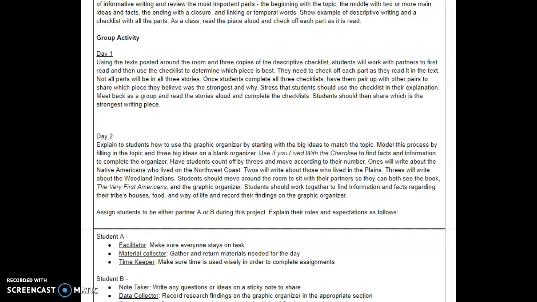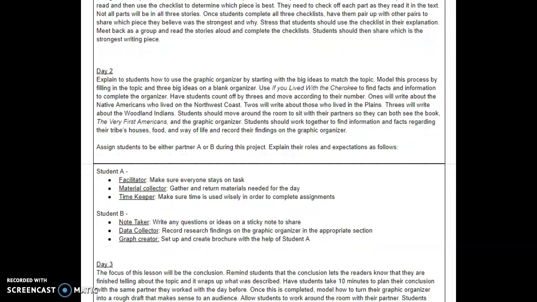So moving on to day 2. Explain to students how to use the graphic organizer by starting with the big ideas to match the topic. This process should be modeled by filling in the topic and 3 big ideas on a blank organizer. And we're going to use If You Lived with the Cherokee to find facts and information to complete the organizer.